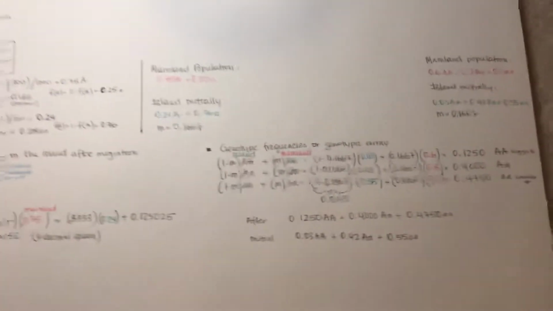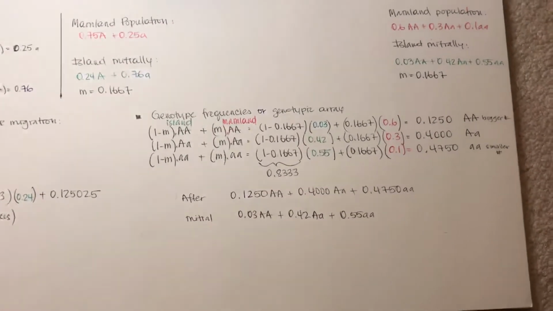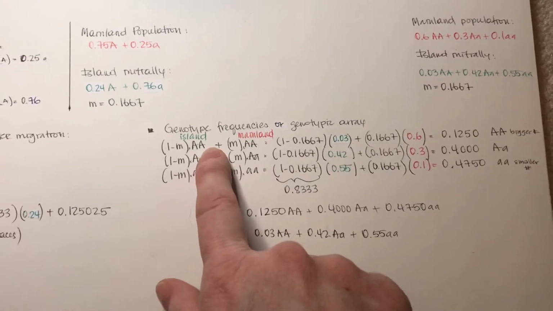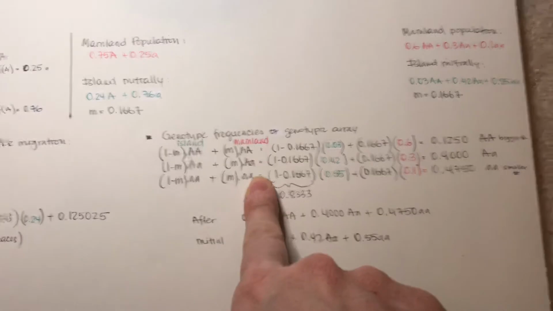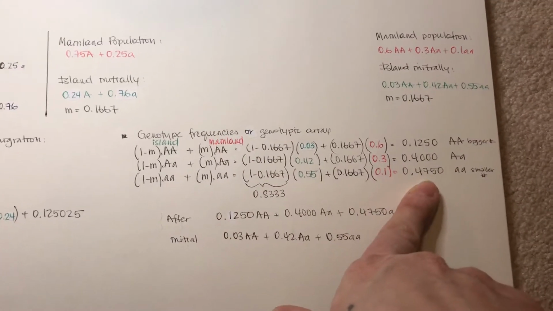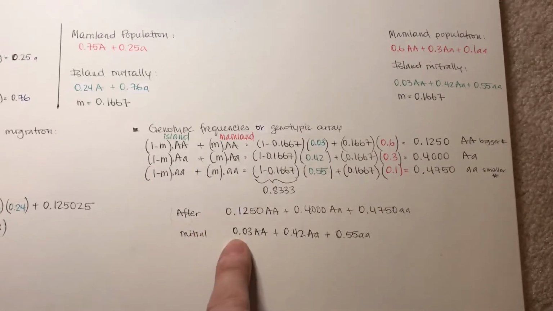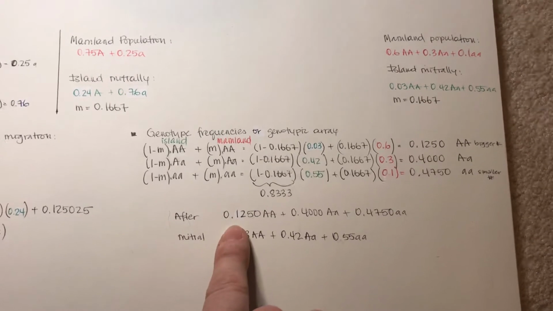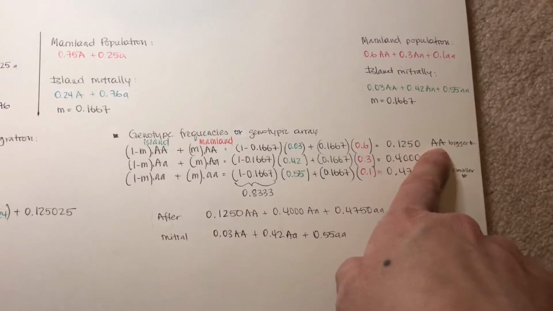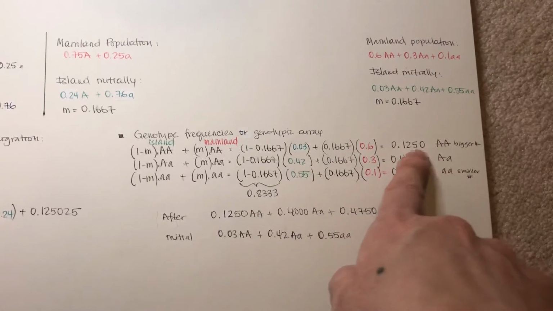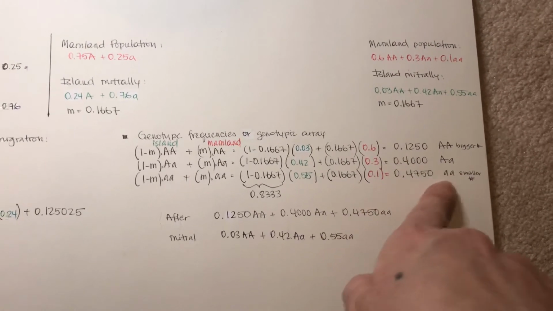To do the genotypes, we use the same formula, and we calculate one for the genotypes on the island and the mainland. We come up with these numbers, and once we compare the initial and after migration, it is clear that the frequency of the dominant allele is becoming larger, and the recessive is smaller.